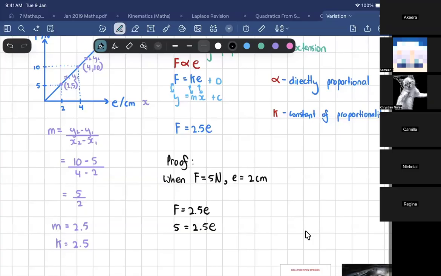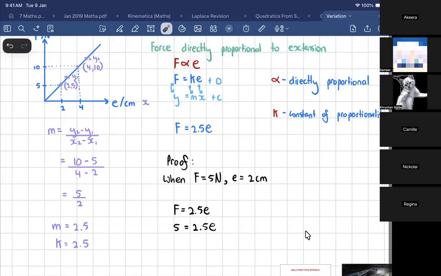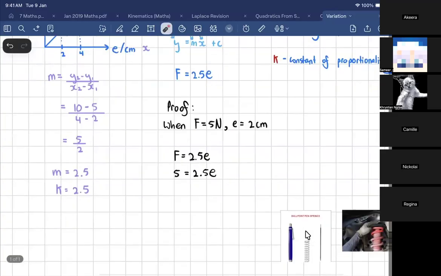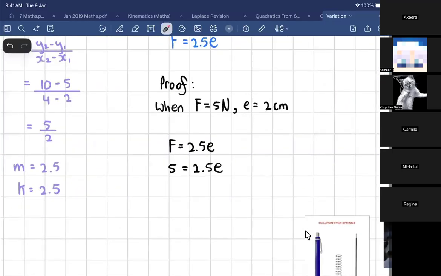And according to our graph, Hannah, we know that when you apply a force of 5 newtons, the extension should be what? What is the extension supposed to be? 2 centimeters. It is supposed to be 2 centimeters. So here's what I'm trying to say. If you plug in 5 as force and you make extension the subject, you are supposed to get 2. So that's what we're trying to prove. We're trying to see if our relationship works. So F is equal to 2.5 E.